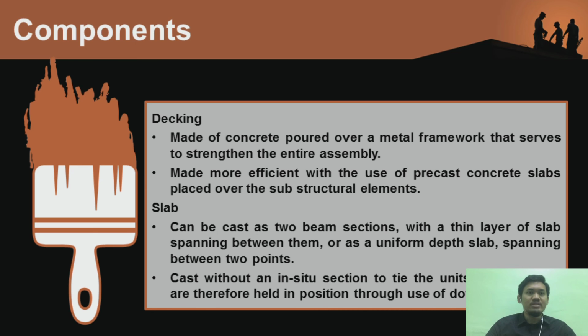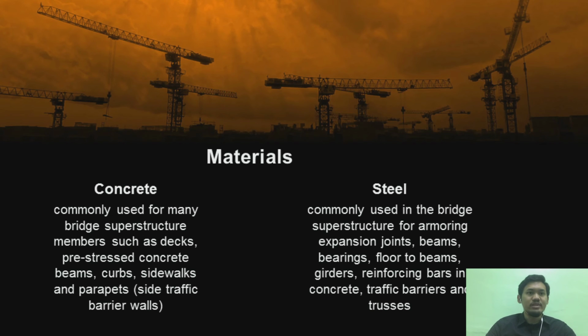For the materials, we use concrete and steel. Concrete is commonly used for many bridge superstructure members such as deck, prestress concrete, beam, curb, sidewalks, and parapets. Steel is commonly used in the bridge superstructure for armoring, expansion joint, beam bearing, floor beam, girder, reinforcing bar in concrete, traffic barrier, and trusses.